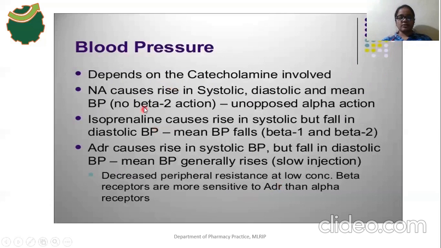So these are the differences between noradrenaline, isoprenaline, and adrenaline. Isoprenaline decreases the mean BP, while noradrenaline and adrenaline increase the mean BP. But in the case of slow IV injection, what will happen? The mean BP increases somewhat less compared to rapid IV injection. The mean BP increases, but not more than with rapid IV injection of adrenaline.